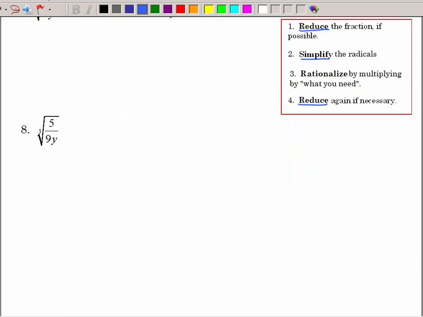This is inside a radical. Right? Number 8. Can we reduce 5 over 9? No. Can we simplify the radicals? Well, let's see. That's the cube root of 5. And this is the cube root. Let's go ahead and break that 9 down. 3 times 3 times y.